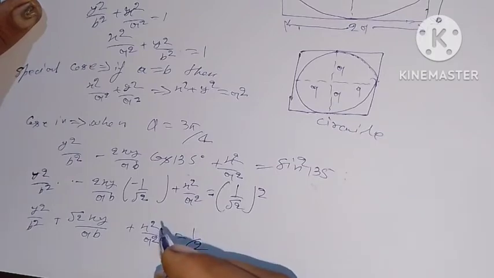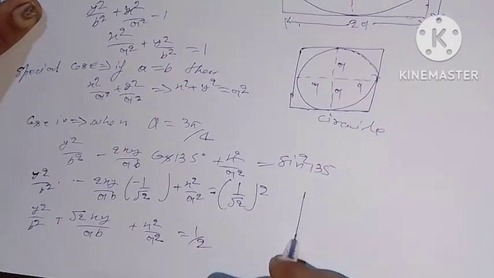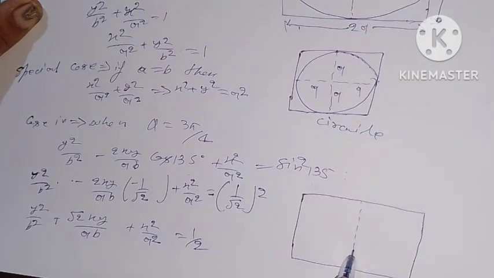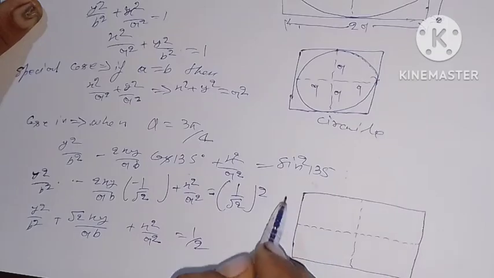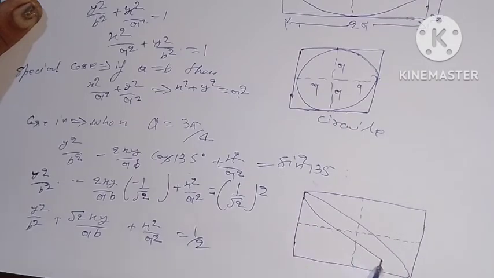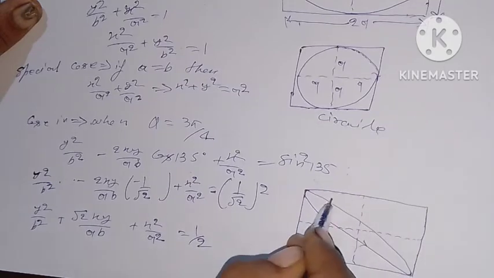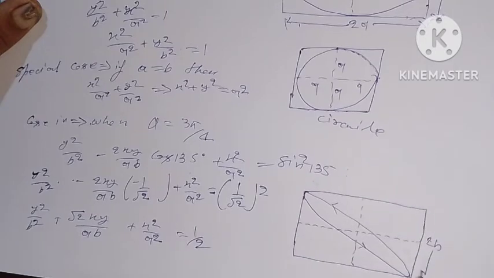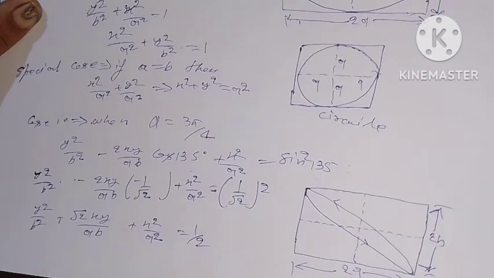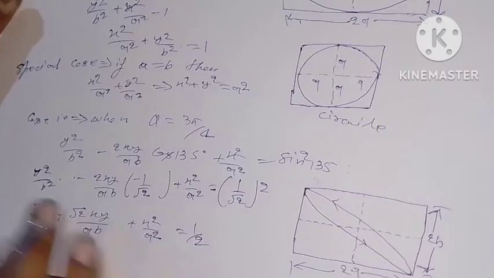This equation represents an oblique ellipse lying in coordinate second and fourth, with axes 2b and 2a. Okay. Case fifth.